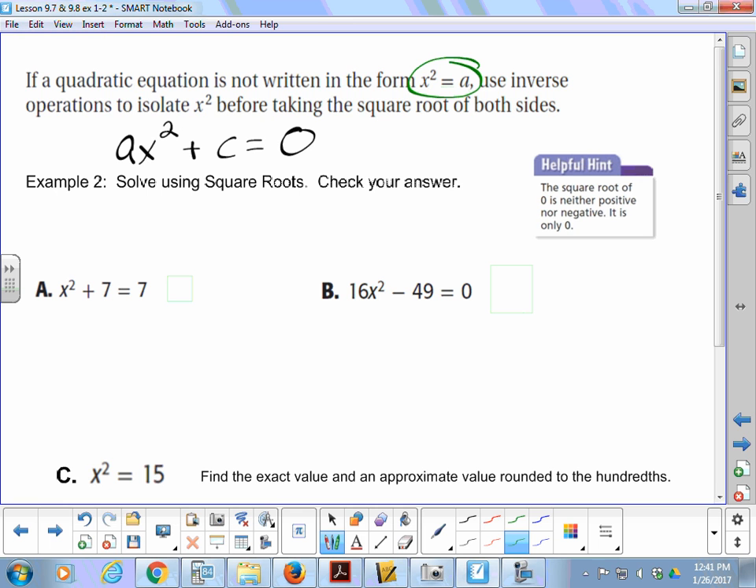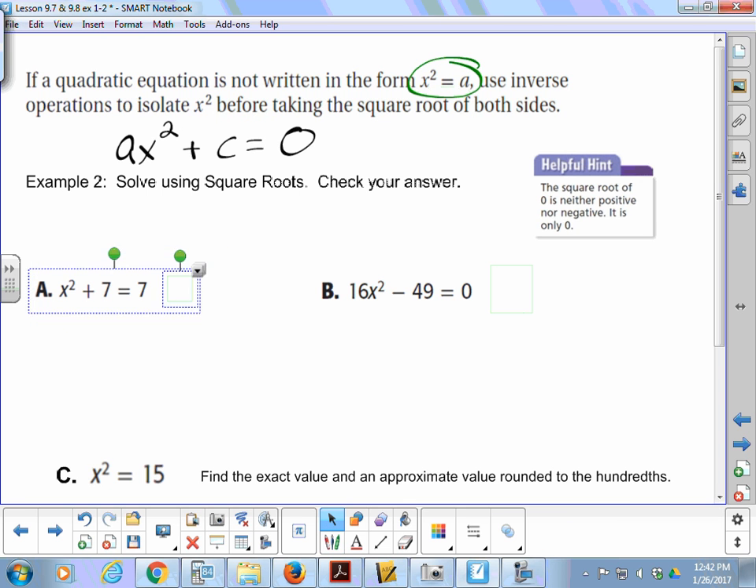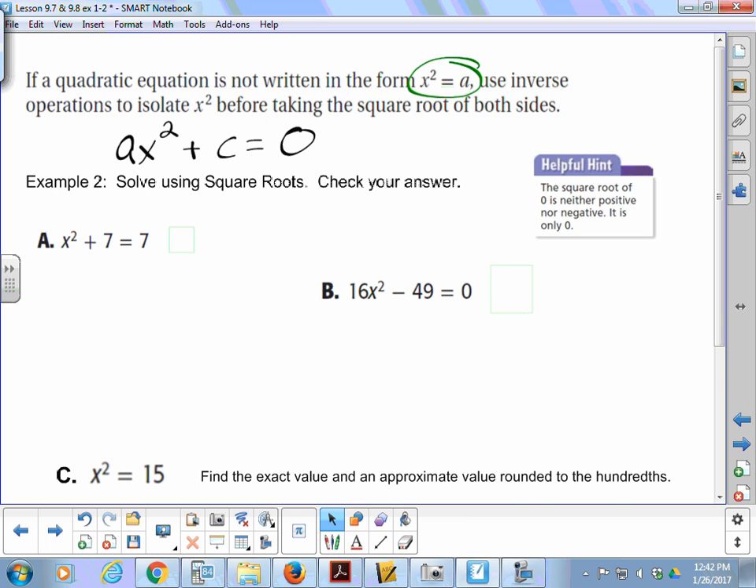And this is only when there's no b term, which means there's no x. So I don't have plus 5x or minus 3x. This is only when it's just x squared and constants. So when we isolate it, which you've done a lot of this in the past, it means we just want to get it by itself. So we'll subtract 7 from both sides.